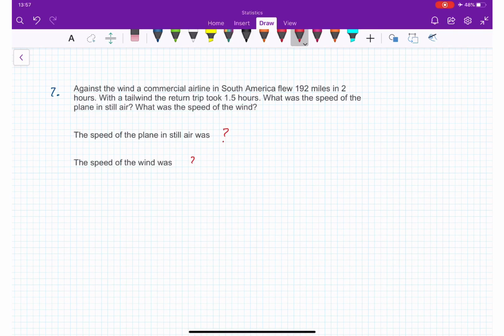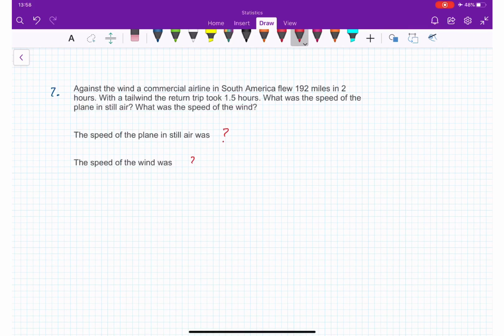So against the wind, a commercial airline in South America flew 192 miles in 2 hours. With a tailwind, the return trip took 1.5 hours. What was the speed of the plane in still air? What was the speed of the wind?